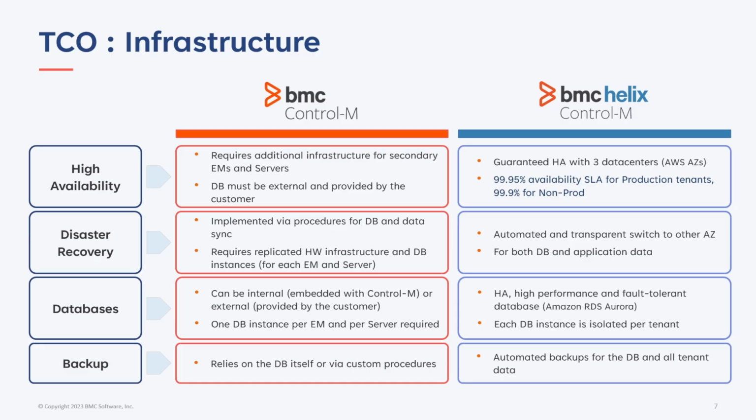The SaaS tenant is deployed across three AWS availability zones, providing built-in high availability and a 99.95% SLA for production tenants and 99.9% for non-production. Disaster recovery is also automated and transparent. Failover between availability zones happens without customer intervention for both the application services and tenant data. And the database on Helix Control M is a fully managed, highly available Amazon Aurora RDS, isolated per tenant with automated backups handled by BMC.